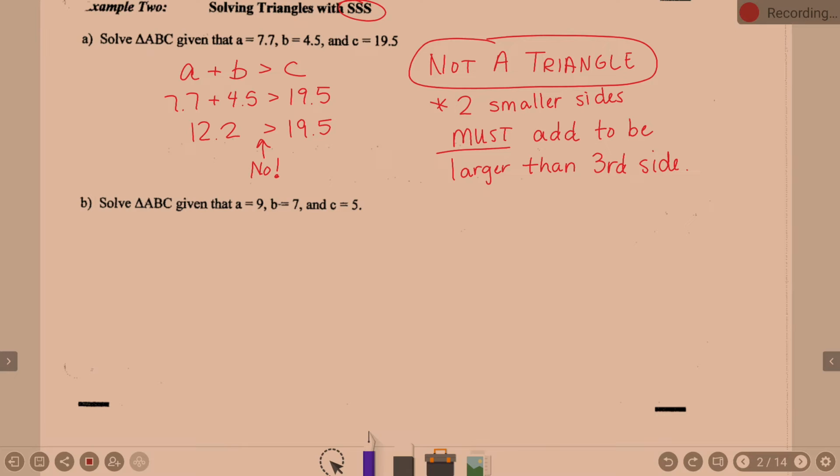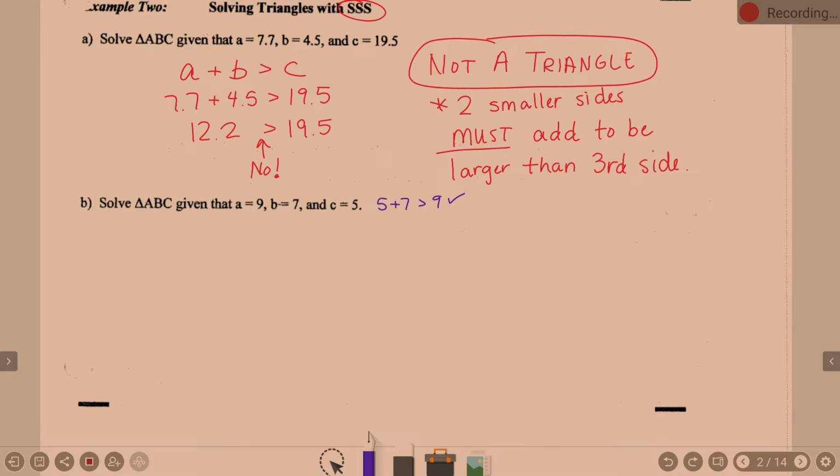Another side example. Solve triangle ABC given that A is 9, B is 7, and C is 5. This one passes with flying colors. You're going to double check. So the two smallest sides, 5 plus 7, that is greater than 9. Okay, it passes. And that's a real quick, easy check to do, right? You didn't even have to write anything down or grab a calculator for this one. So, okay, what do you want to start off doing?